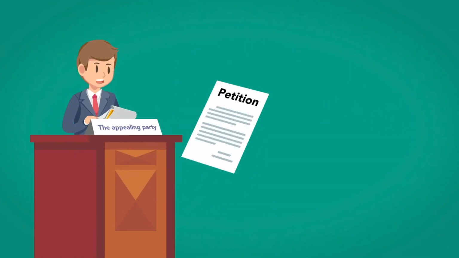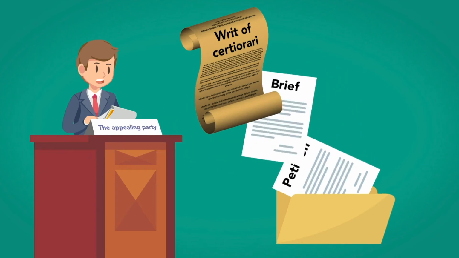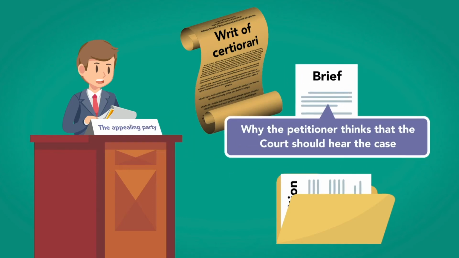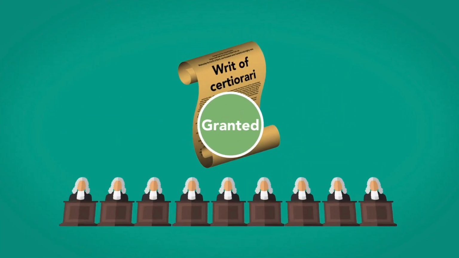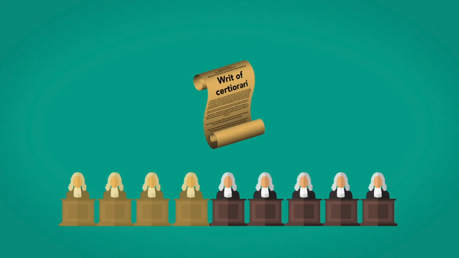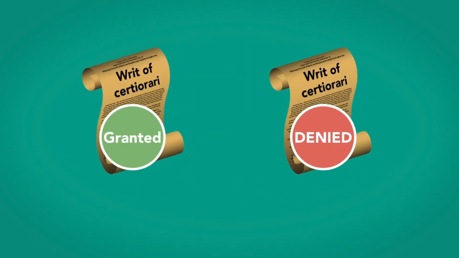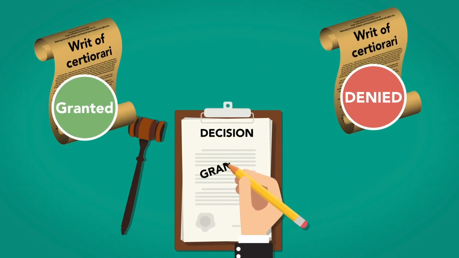The appealing party first files a petition for a writ of cert with the court. This petition usually includes a brief filed with the court detailing why the petitioner thinks that the court should hear the case. Certiorari is granted if 4 of the 9 justices agree to take the case. The decision to grant or deny cert is usually published in 1 or 2 sentences without comment, or when granting it, sometimes given a brief reason.